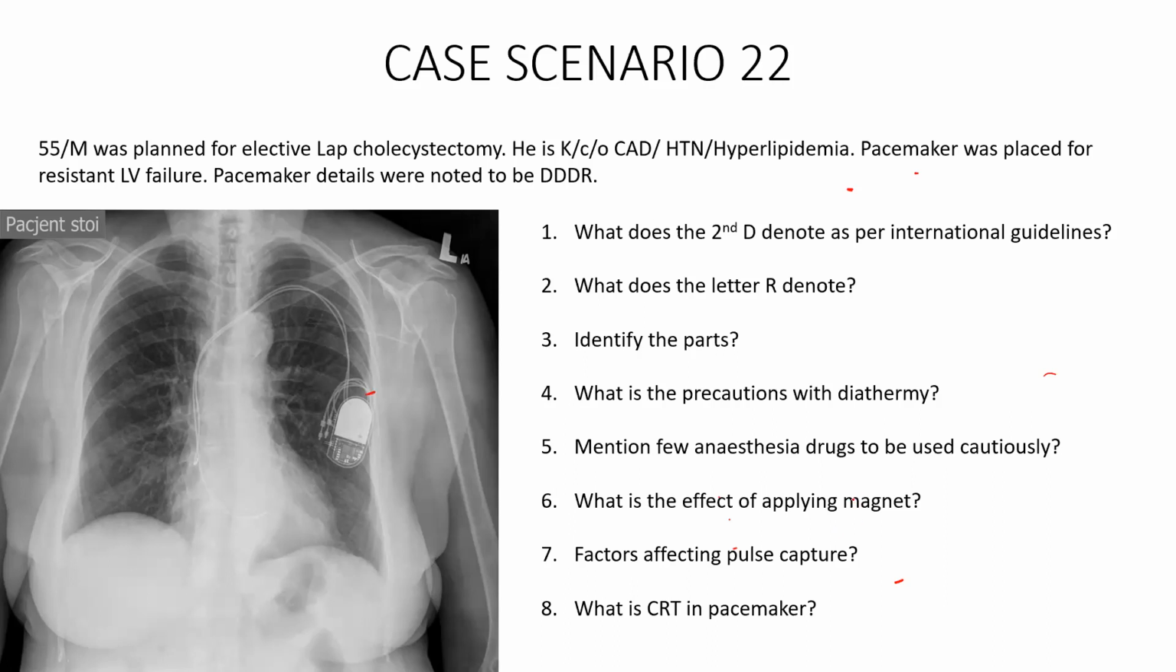What is the effect of applying a magnet? It will convert it to an asynchronous mode. For example, if this patient has dual chamber sensing and dual chamber pacing, the response to sensing is either to inhibit the pacemaker, or to trigger it, or to stop its own delivery of electric current. So that is how it has been sensed. Say you're using a dual chamber pacemaker where the atrium is sensed, the atrium is paced, and the response is triggered.